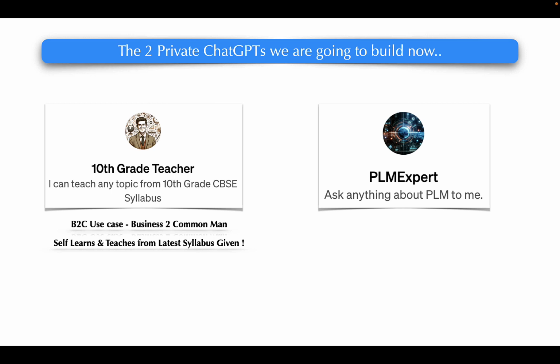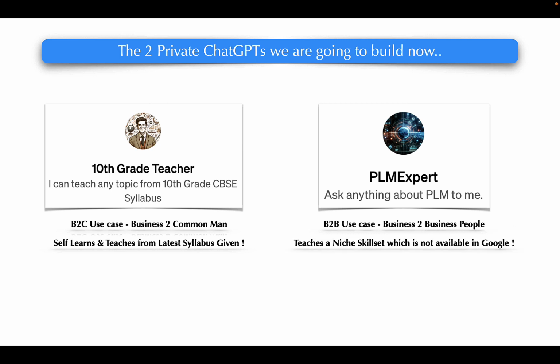I'm going to give that knowledge to this GPT so that it can teach from the latest syllabus, which is not available in the current GPT. The current ChatGPT works with the 2021 data set. But now we're going to give the latest syllabus to this private GPT, and let us see how it can teach us from the latest syllabus. The right side one is a B2B use case, used by business to business people. It teaches a niche skill set. PLM is a niche skill set which is not available in Google. That is why we have selected these two use cases.